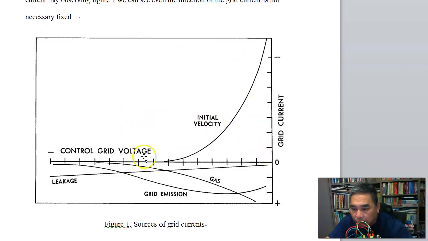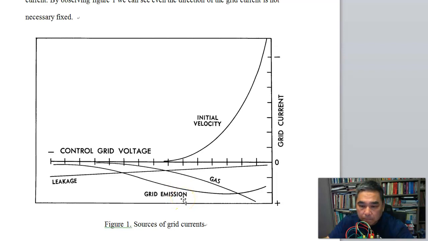If we carefully look at this graph, we know that the direction of the grid current is not necessarily in one direction only. Where the negative bias is very close to zero, the current caused by initial velocity is very high. If we sum all these curves, we can see the current will go in the upper direction. But if we measure the current here, then we probably see the current go in the negative direction.